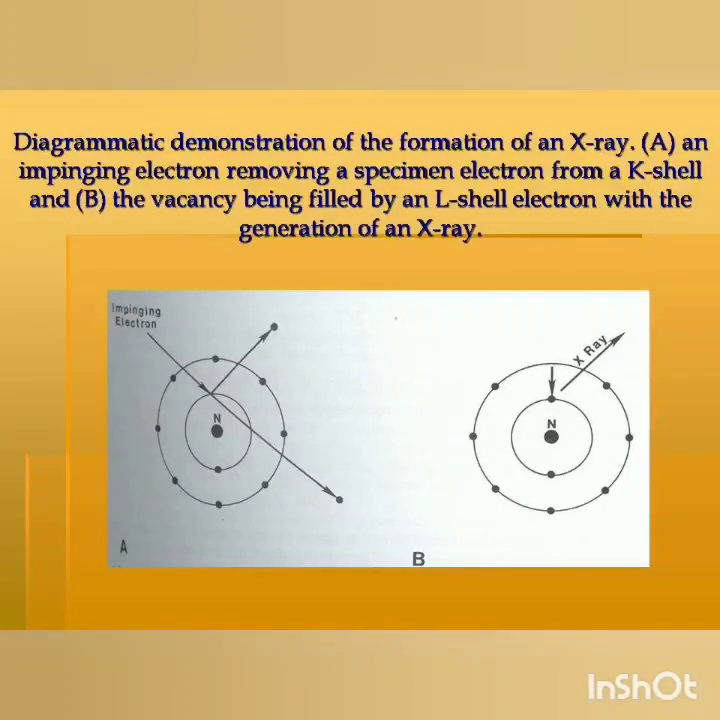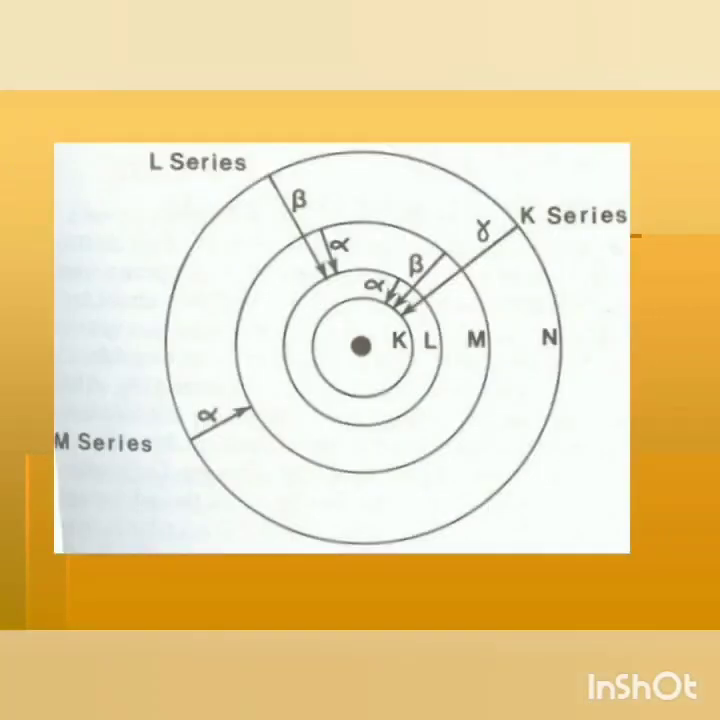This X-ray energy is called characteristic X-rays because their energy is different in different elements. For example, for aluminum, the X-ray energy is different from that of sodium or potassium or iron or magnesium. This is the picture showing how the electron from the inner shell is removed by the primary electron, and then the electron from the outer shell, which is a high energy shell, occupies the position.